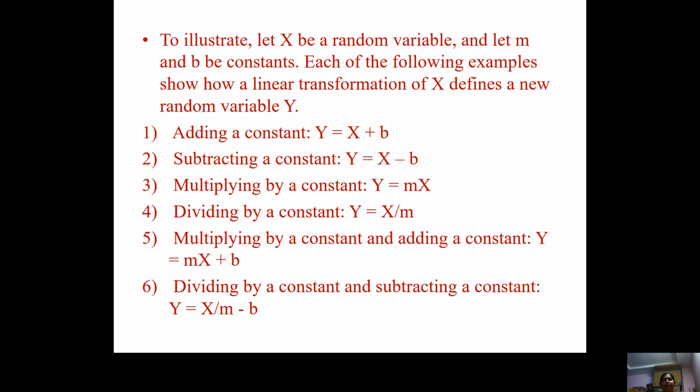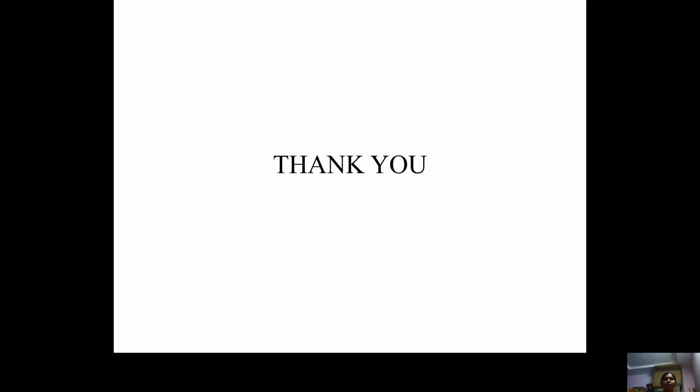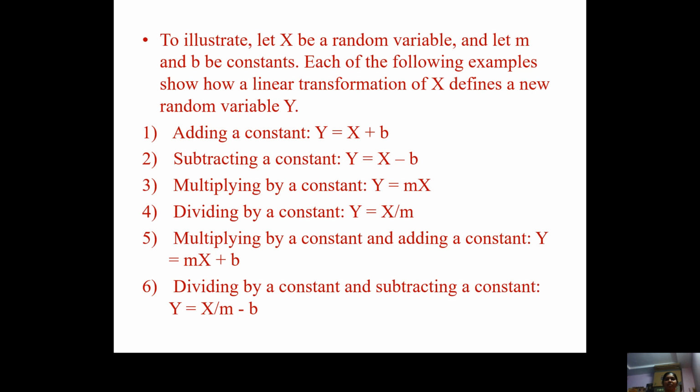Multiplying by a constant and adding a constant: here we multiply random variable X by m and add b, and the new resultant random variable is Y equals mX plus b. And dividing by a constant and subtracting a constant: Y equals X by m minus b. All these are different kinds of linear transformations that we can perform on a random variable. Hope you understand this concept, and thank you so much for your attention.